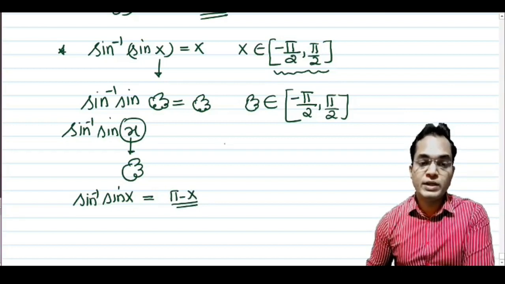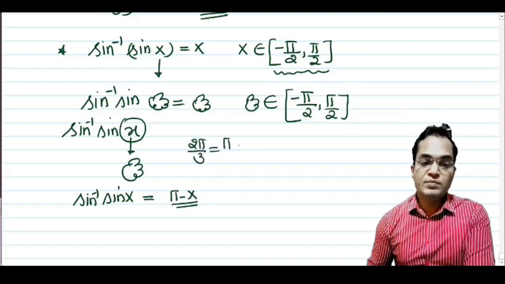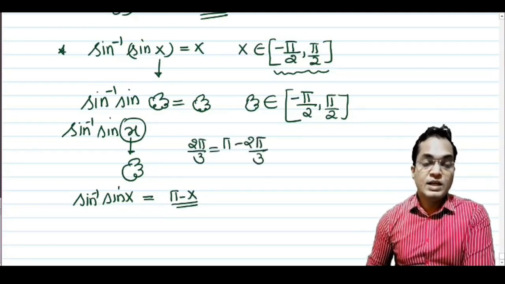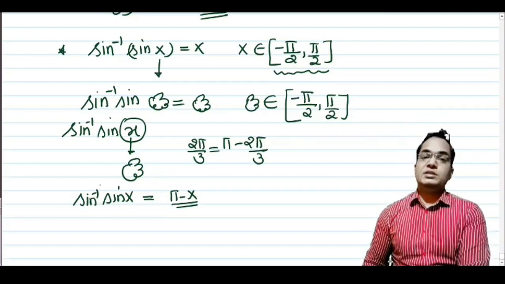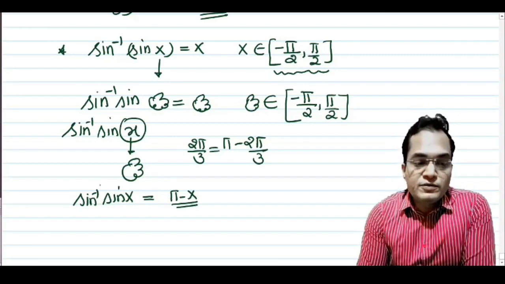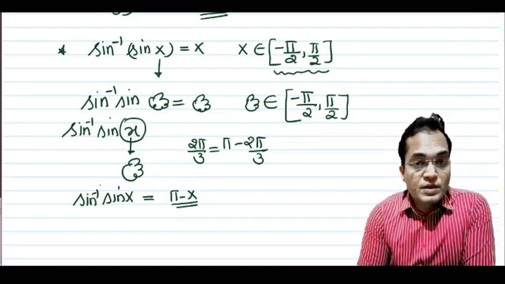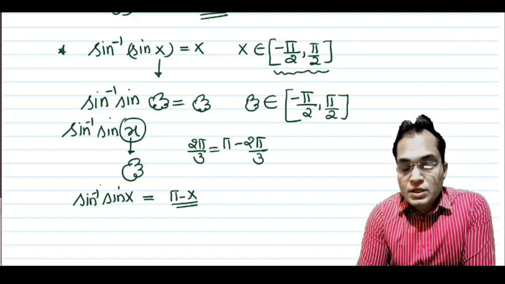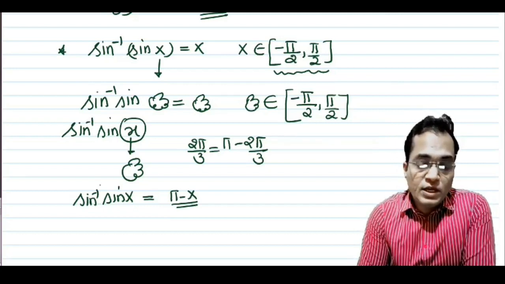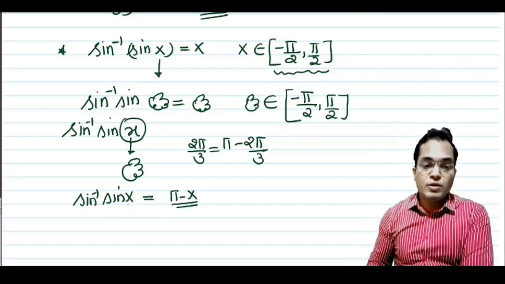Okay, as we saw in two examples, first for 2 pi by 3, our answer will be pi minus 2 pi by 3. Yes or no? This is the basic concept. Many questions, or you can say all questions of sine inverse sine x can be solved by using trigonometry, and on the basis of these values we can also draw the graph of sine inverse sine x. Okay, now we are going to solve some more questions.